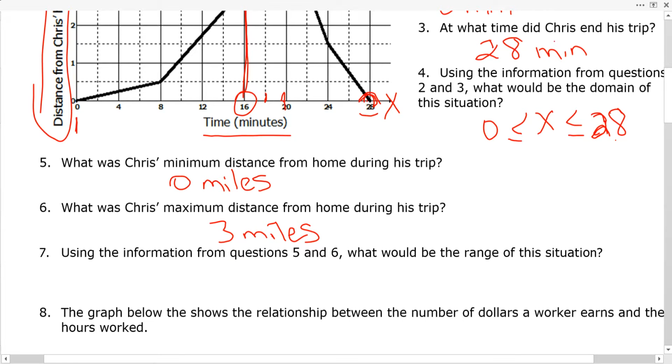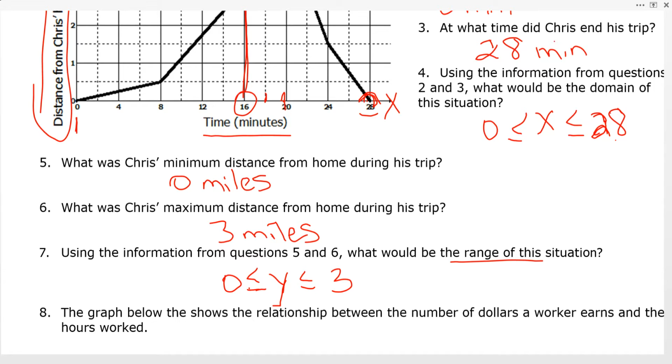So the range is going to be 0 to 3, y. So even though he turned around and came back, the farthest away he was 3. So we take the bottom and the top. Remember, we always do our range from bottom to top.